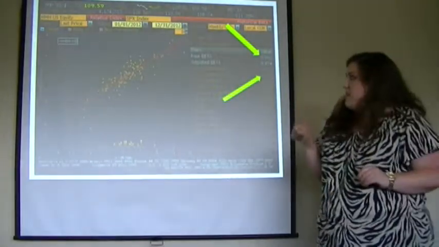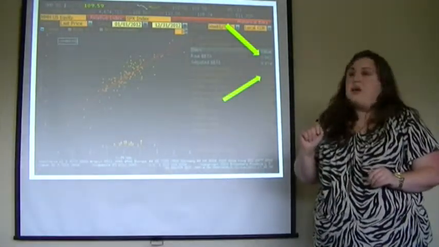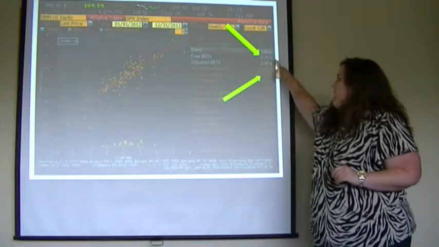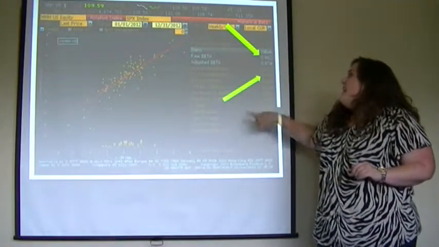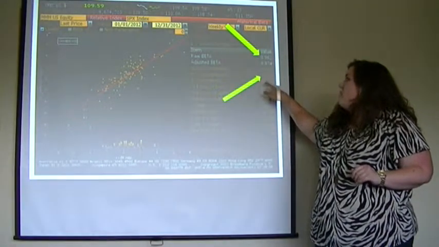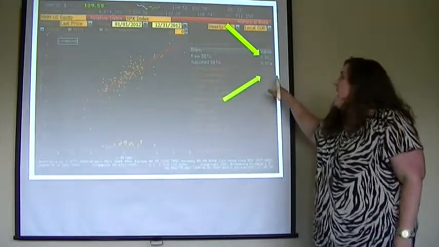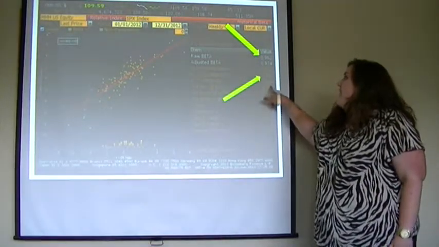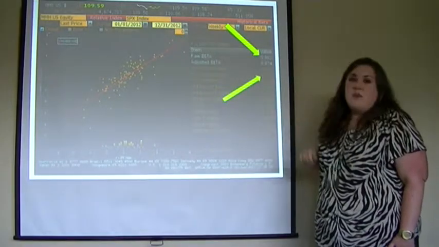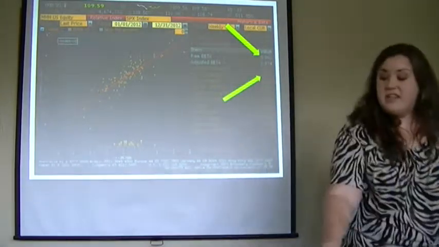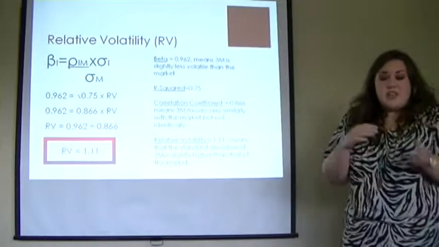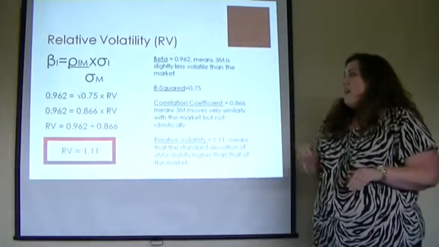So I grabbed this screenshot from Bloomberg, and I picked up the raw beta here at 0.962, and then I picked up the R squared, which is the correlation squared, at 0.75. And then we also have the correlation at 0.866.